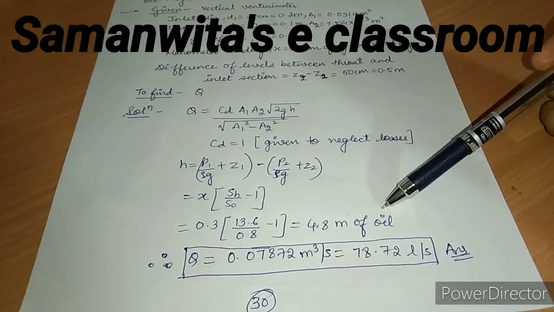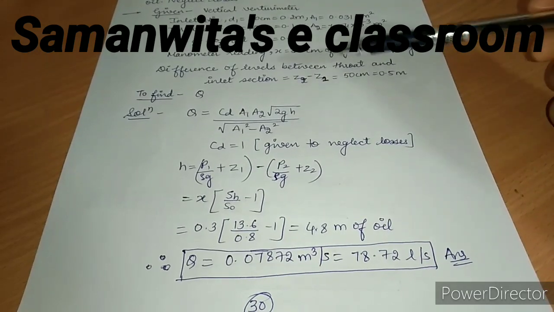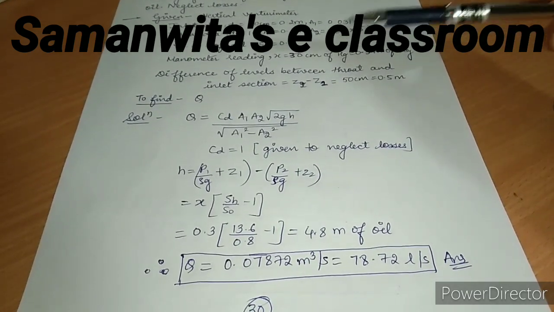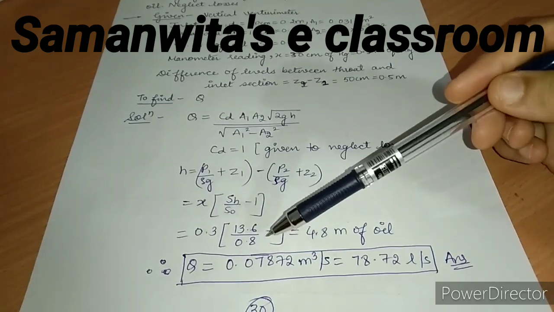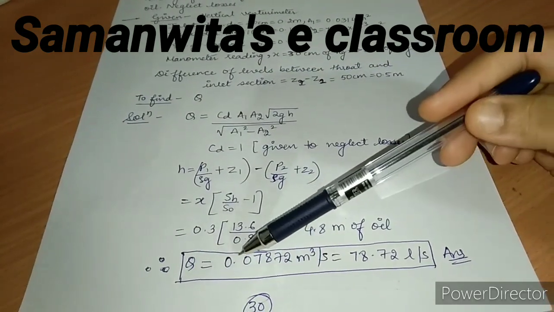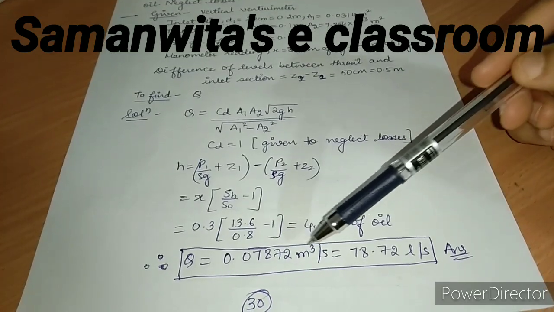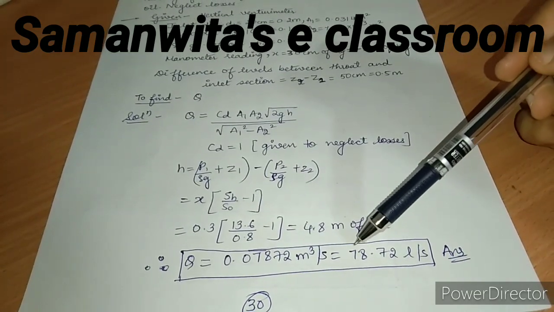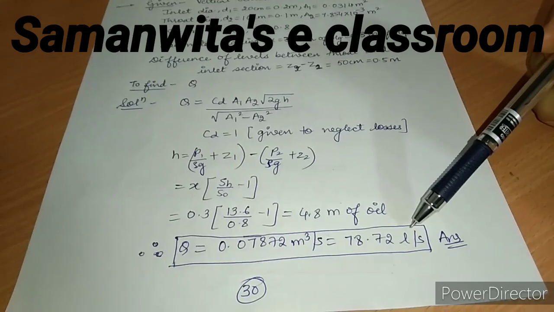meter of oil. This is very important because the question is saying that the flowing fluid is oil, and if I substitute this value of H in this formula, I'll get Q is equal to 0.07872 meter cube per second, or it is 78.72 liters per second.